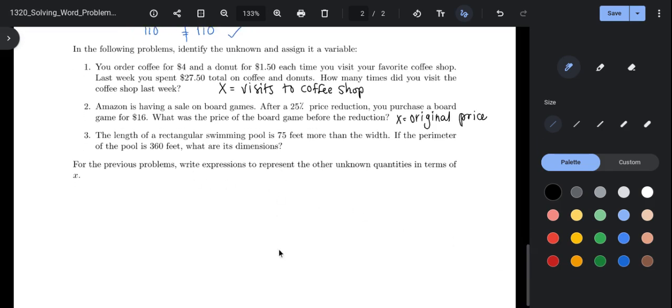Question 3 says the length of a rectangular swimming pool is 75 feet more than the width. If the perimeter of the pool is 360 feet, what are its dimensions? Well, in order to find the perimeter, which is a value that we're given, we need to know the length and the width. And we know that the length of our swimming pool, of our rectangle, is 75 feet more than the width. So in this case, our length is expressed as a term relying on the width. So the thing that is unknown is the width of our pool.